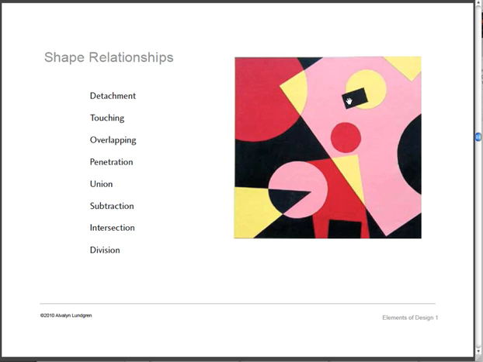This we have a sense of being overlapped. This we have a sense of being subtracted from the pink, or it's a void. And of course the yellow is overlapping the pink area as well.